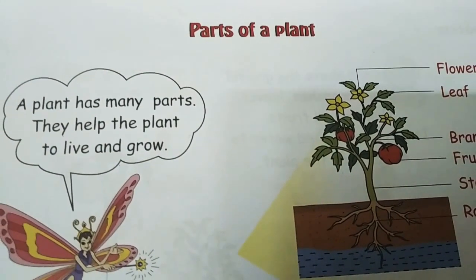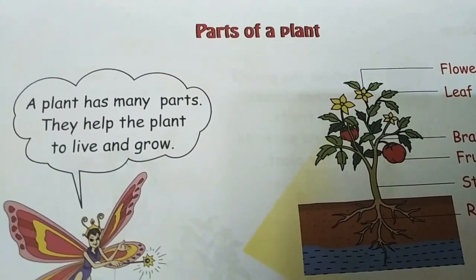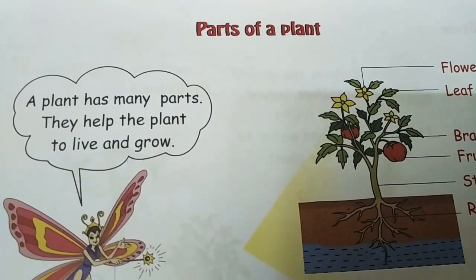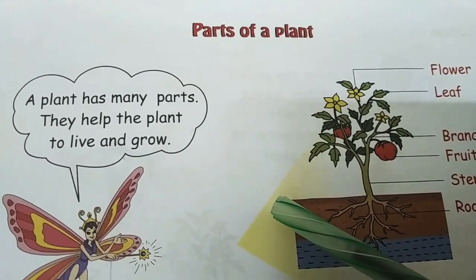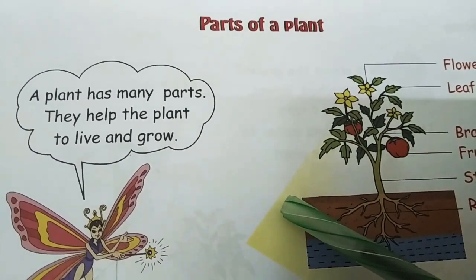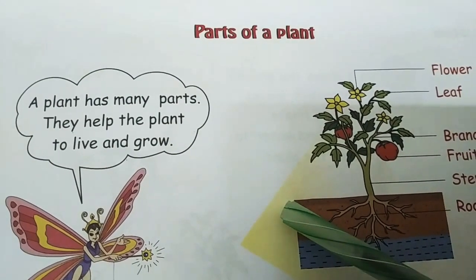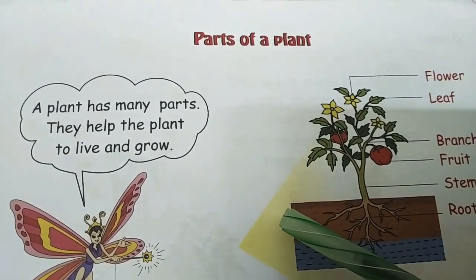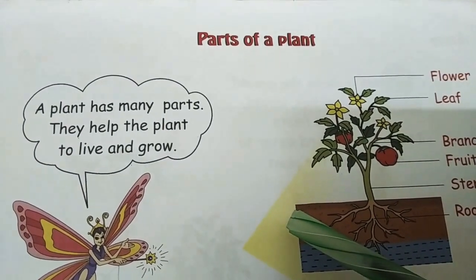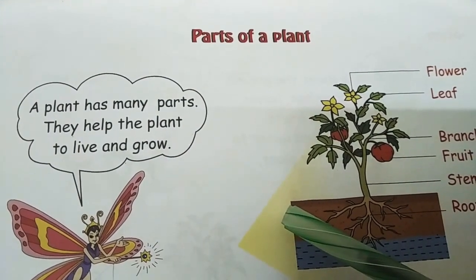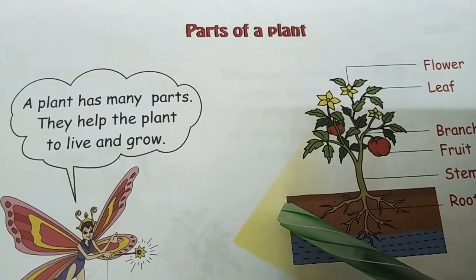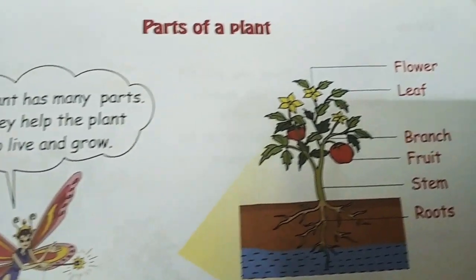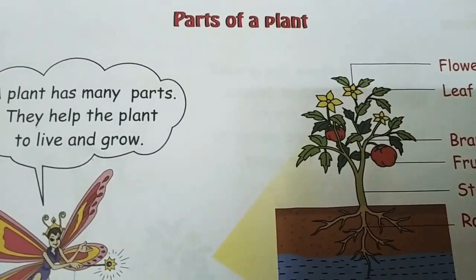Now moving to another topic which is very important. Parts of a plant. So children, before that, can you tell me what are the different parts of our body? Yes, eyes, ears, nose, hands, legs, knees, etc. Right? So these are the parts of our body. Similarly, a plant also has its parts. So let's see what the different parts of a plant are.